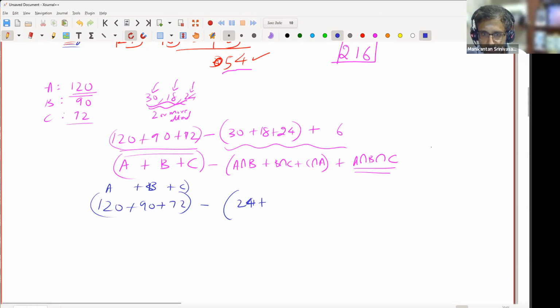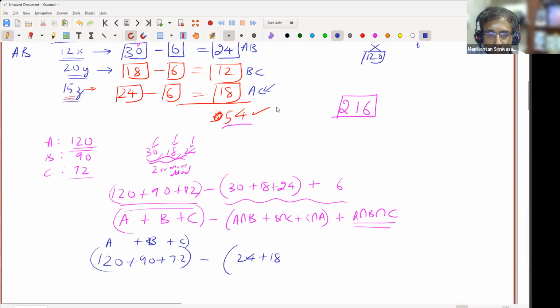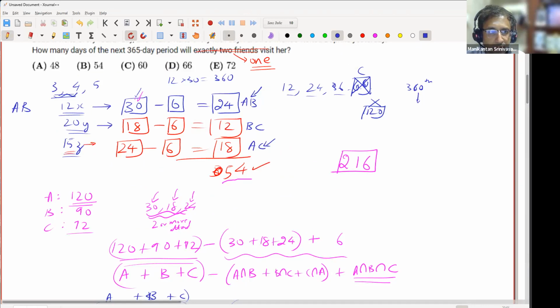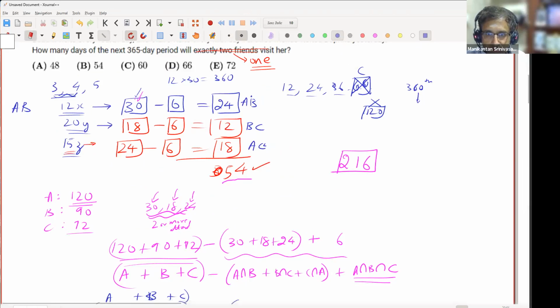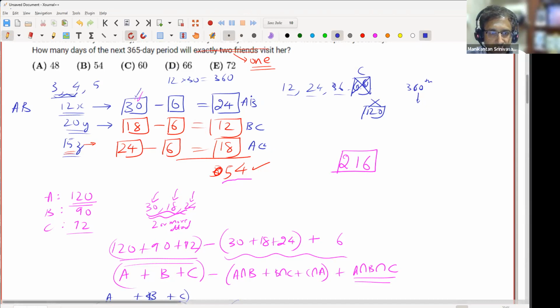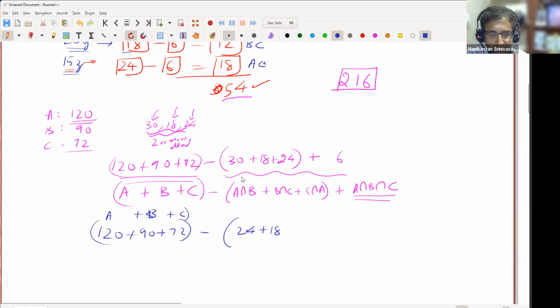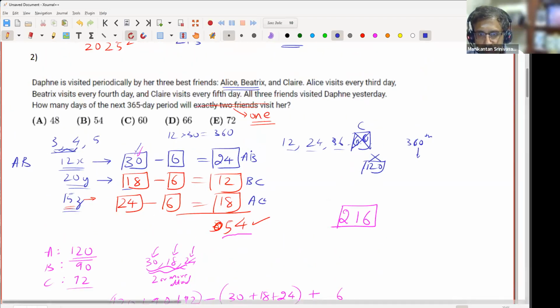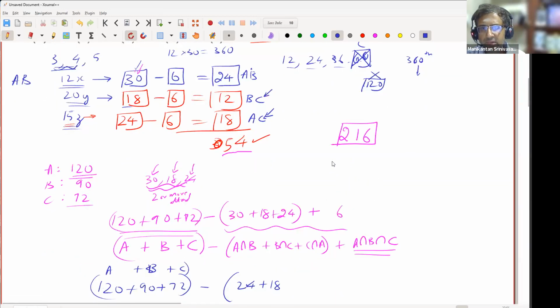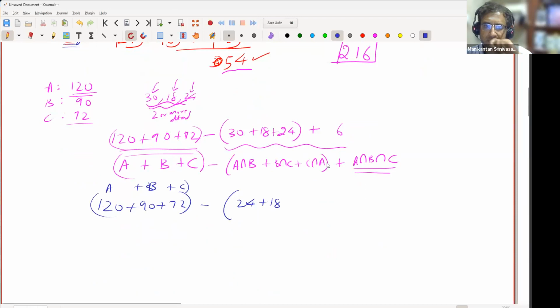Likewise, for only B, the total for B was 90. From this 90, I want to subtract those cases where B attended with some other partner, which includes these days and these days. So BC and AB, which is 12 plus 24.